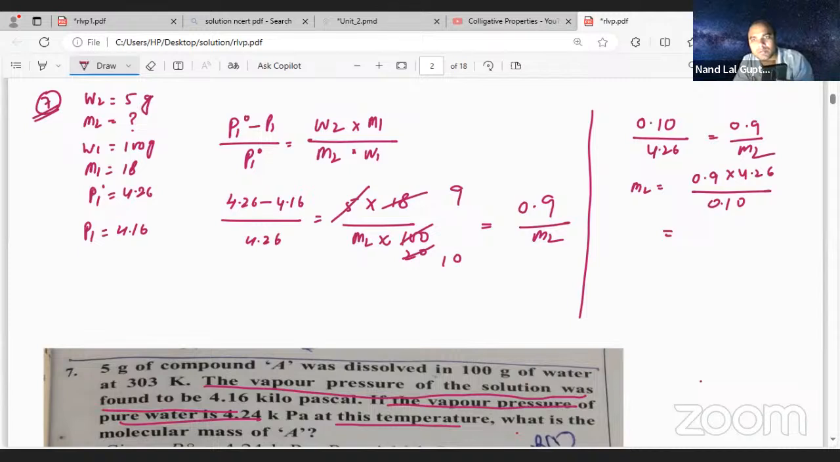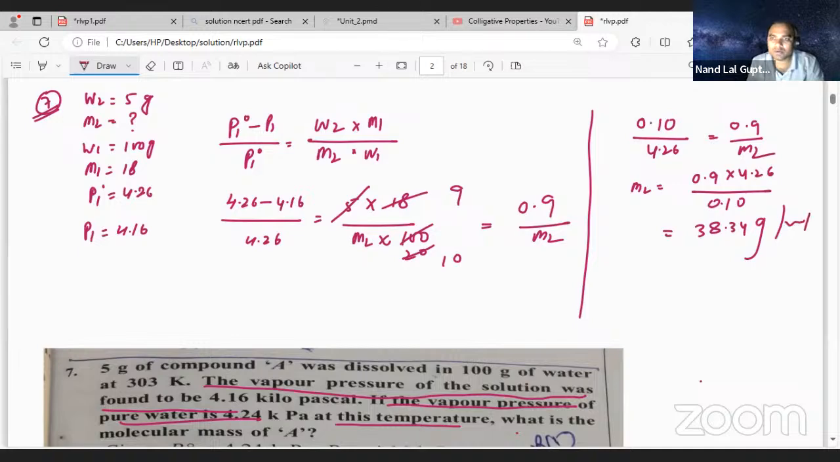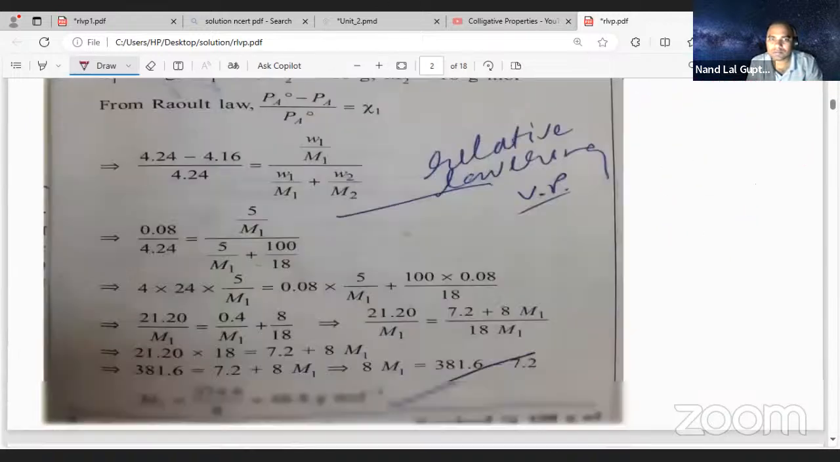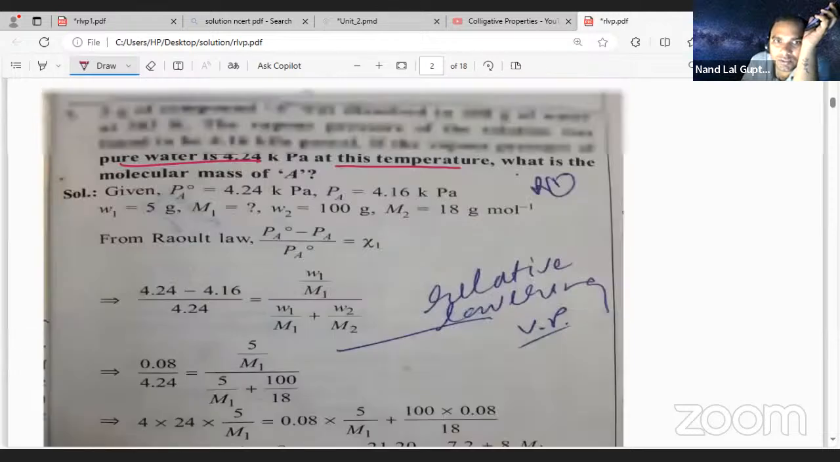0.9 multiply by 4.26 divided by 0.10. 38.34. Yes, 38.34 gram per mole. Now you check this one. M1, how much are they saying? 46.8. You read the question again.